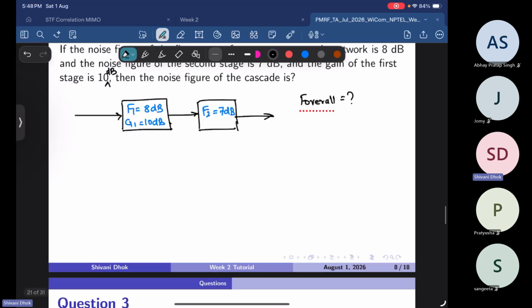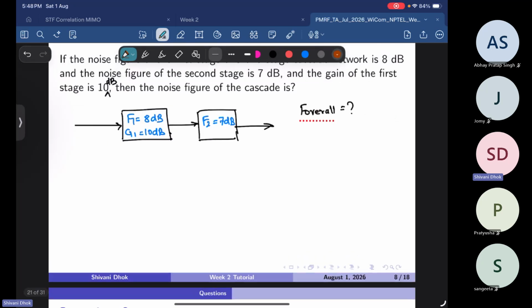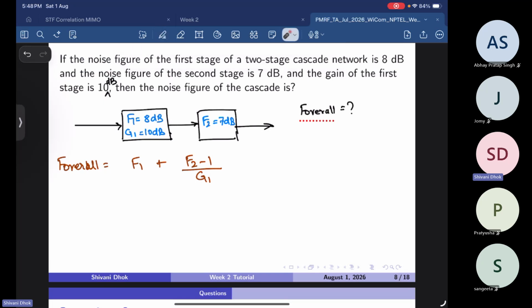Okay, so what is the expression for overall noise figure? This is the noise figure of the first stage plus the noise figure of the second stage minus 1, divided by the gain of the previous stages. Okay, so now are we going to substitute this 8 dB, 10 dB, 7 dB in this equation?